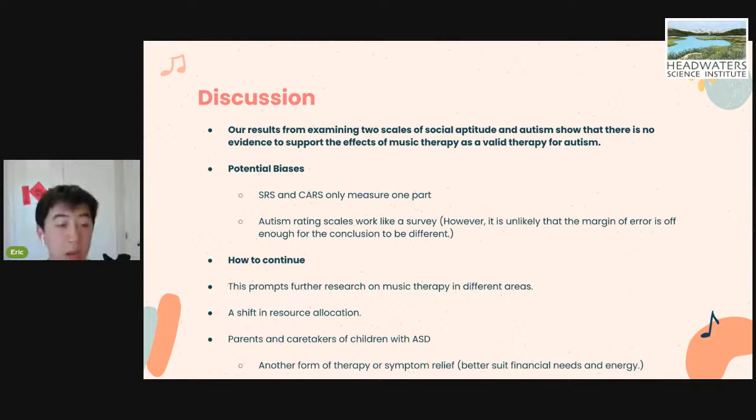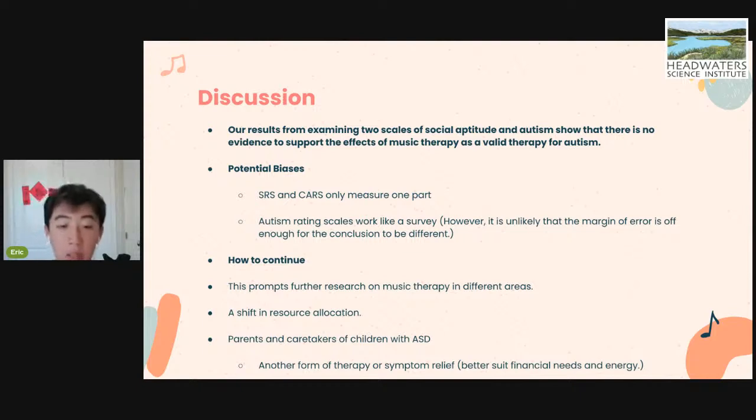So some potential biases within our experiment. SRS and CARs are only measuring one part of autism, and there are so many different measures and scales to measure the symptoms of autism. And although there are many others, SRS and CARs are very general and well used. So it's accurate to assume that these are accurate scales.